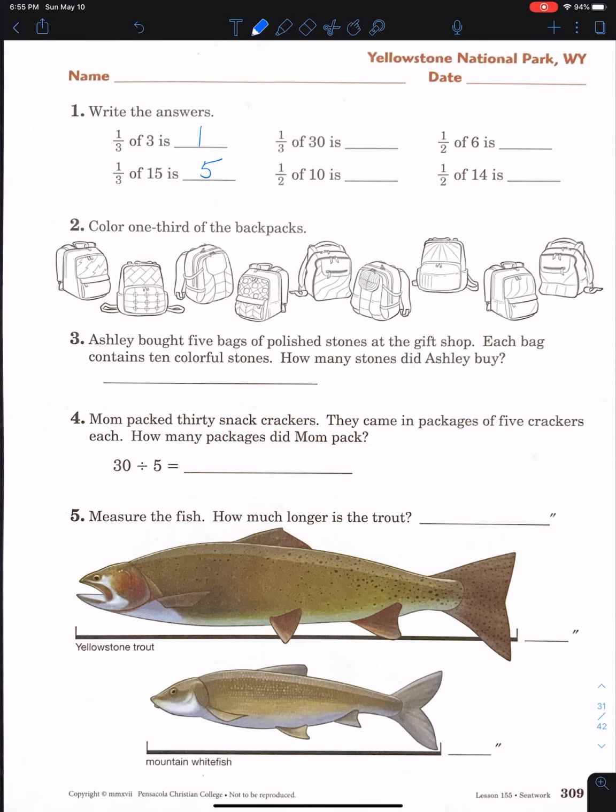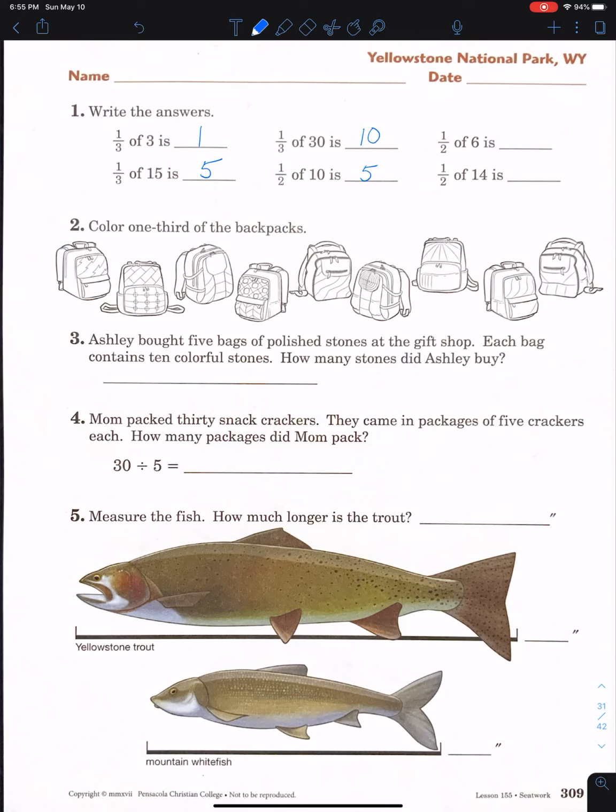What is 1/3 of 30? If you broke 30 into 3 equal groups, how many would be in each group? 10. What is half of 10? Well, if you take 10 and divide it into 2 equal groups, one of those 2 groups would have how many in it? 1/2 of 10 equals 5.